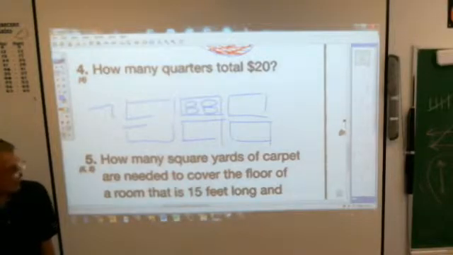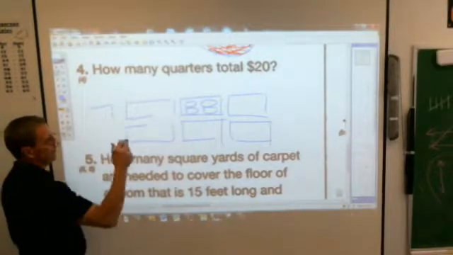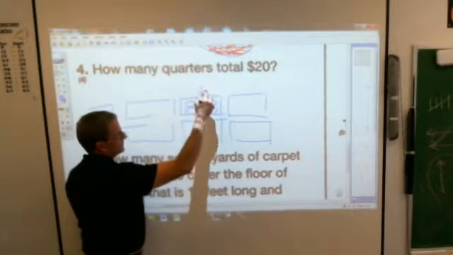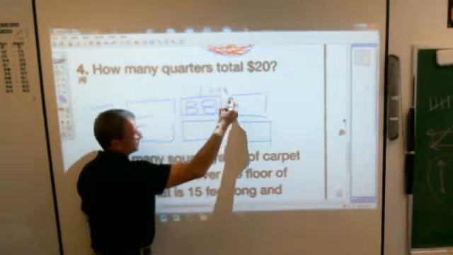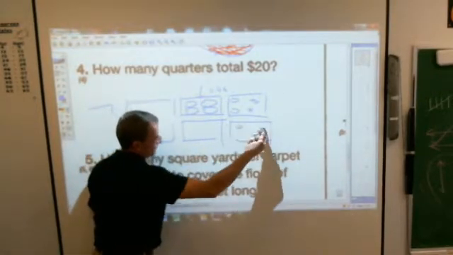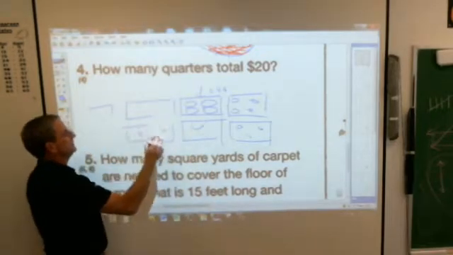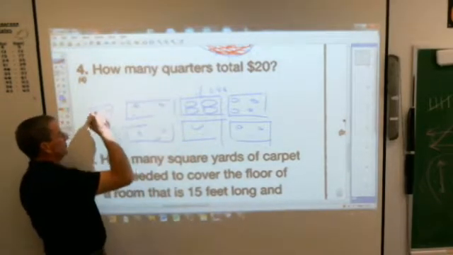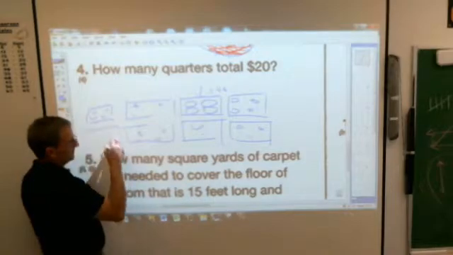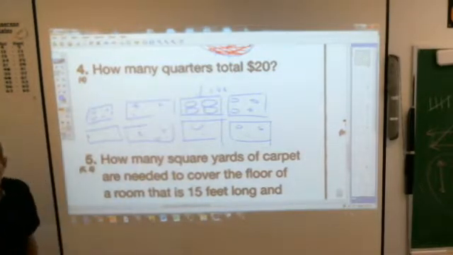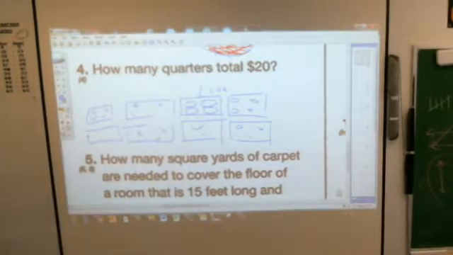But I don't need to draw anything. I know each dollar is 4 quarters. So I can keep drawing, I can put 4 quarters in each one of these and draw 20 of them. Or I could just do what? You just multiply 20 times 4. Or someone divided instead. Well, did that make sense?